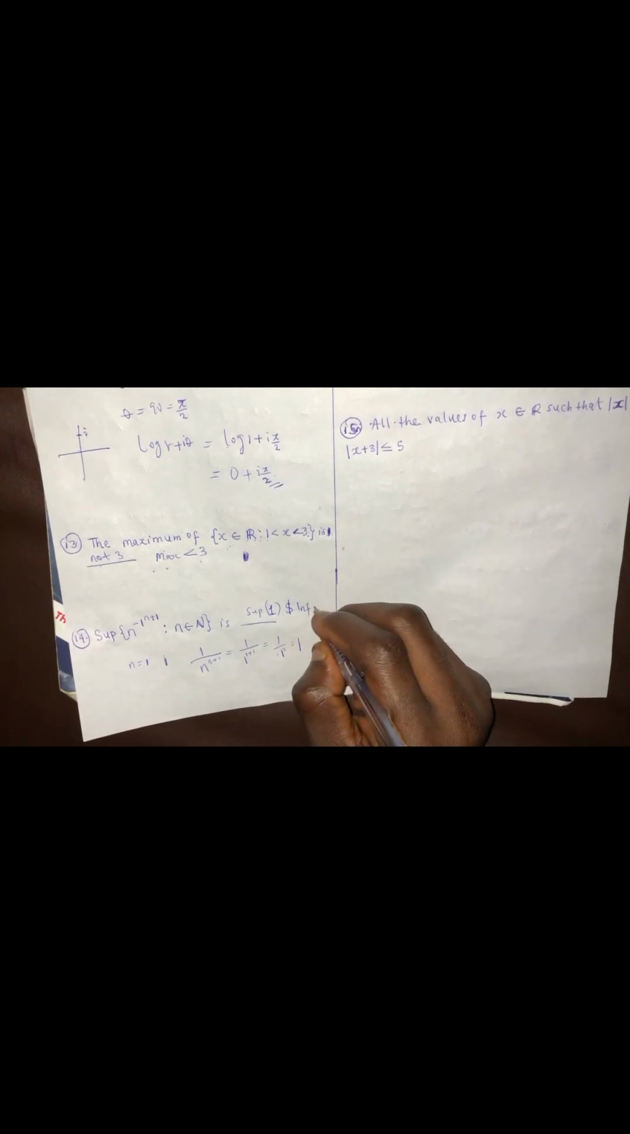And if you are asked to find the infimum, the infimum is going to be what? It's going to be minus infinity. No, it's going to be infinity. Or sorry, it's going to be 0 rather. It's going to be 0. Why? Because if you keep on adding 2, 3, 4, the number will be decreasing till it ends at 0. So the infimum is going to be 0.